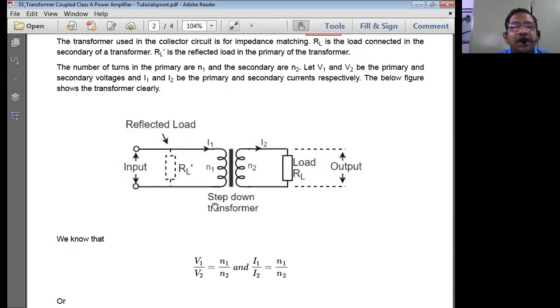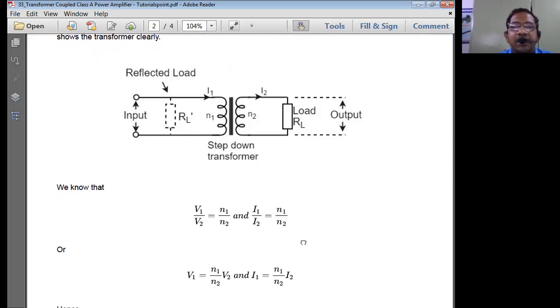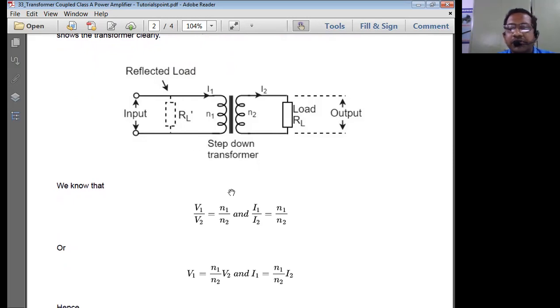Now, imagine that this is the primary of the transformer. The current flowing through the primary is I1, and the current flowing through the secondary is I2. Primary turns is N1, secondary turns is N2. Then the effective load resistance on the primary is RL dash, where RL is the load resistance on the secondary. If it is considered on the primary, I can call it RL dash. Now we'll find the expression for this effective load resistance on the primary side.